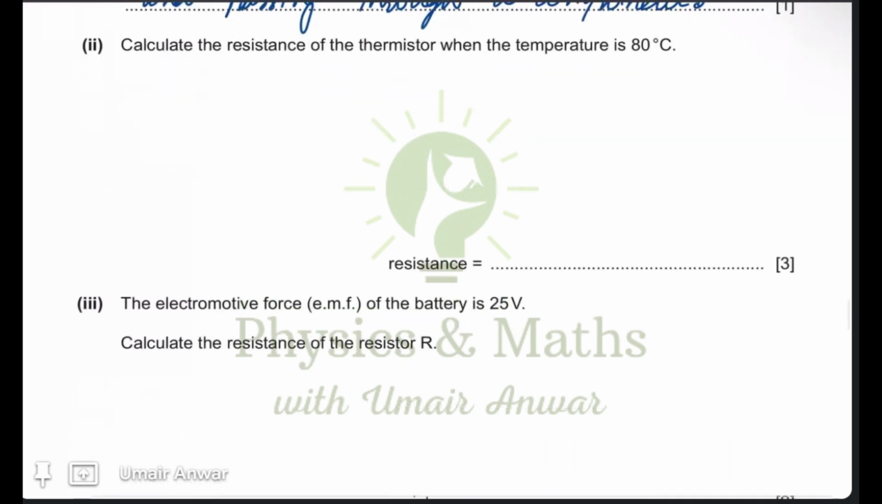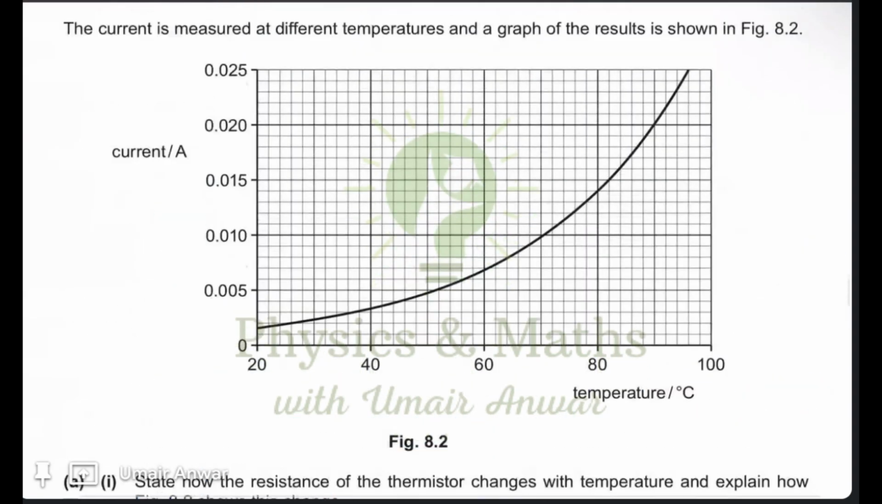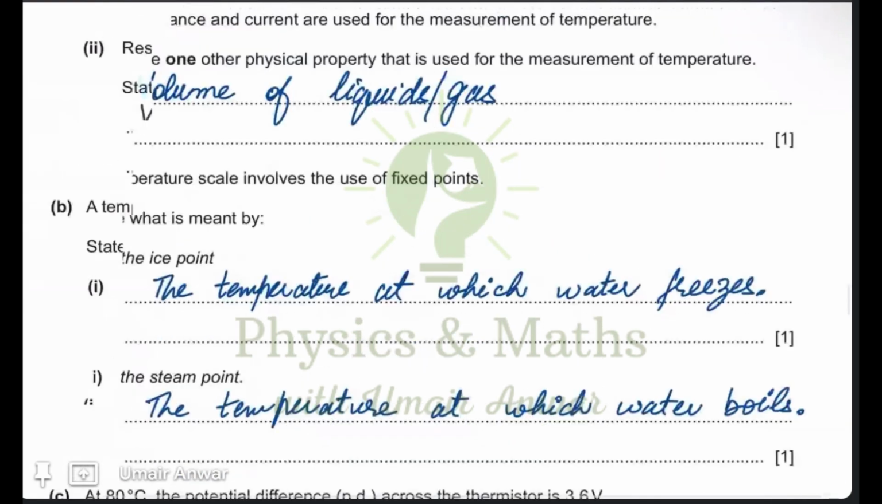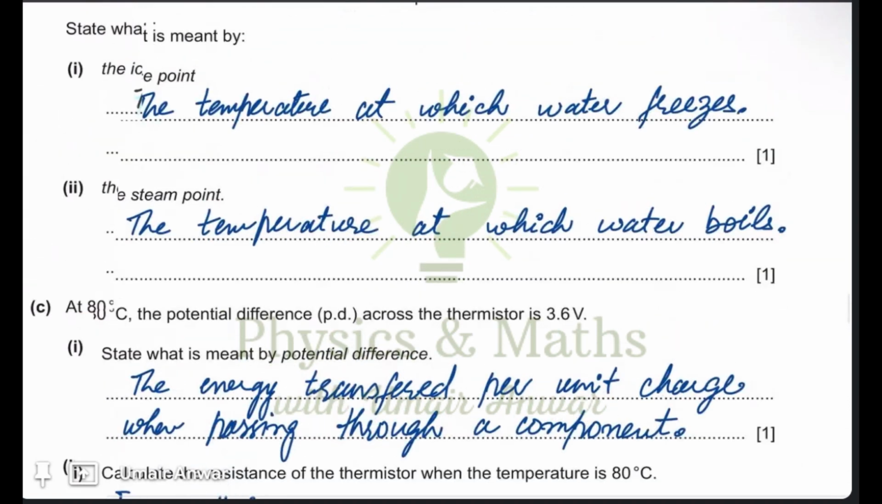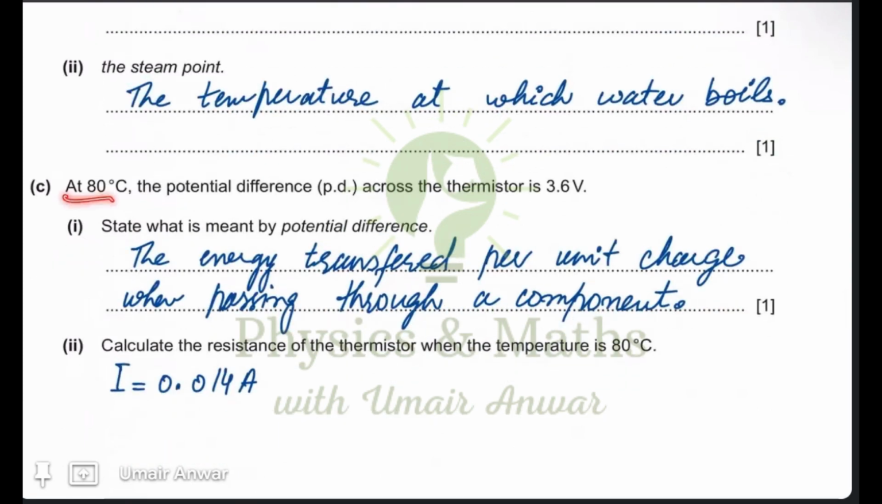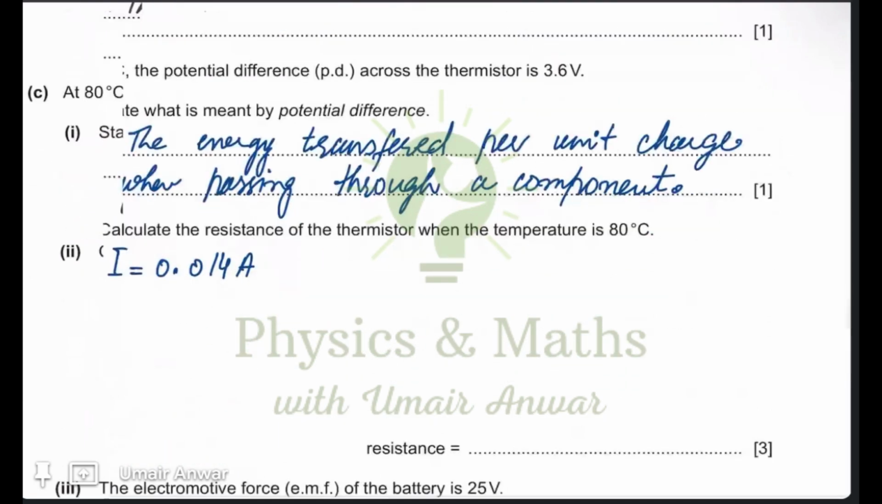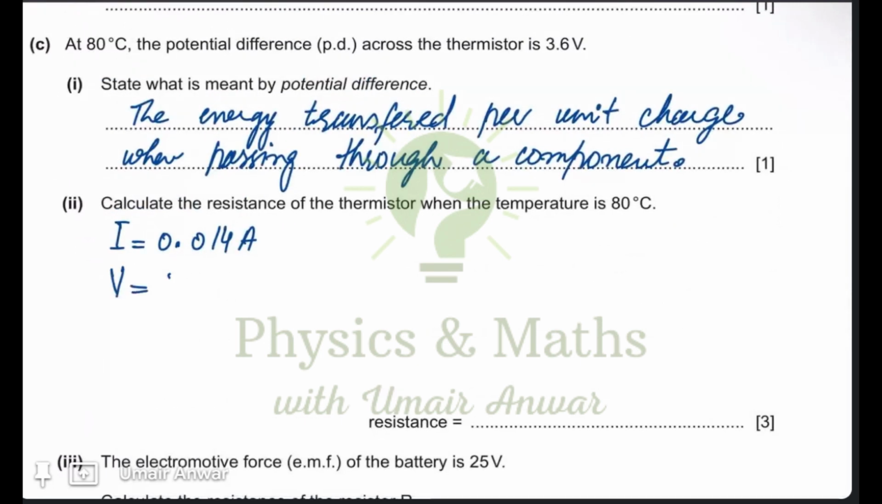The next part says calculate the resistance of the thermistor when the temperature is 80 degrees centigrade. Now, for this, we have to use this graph. And at 80 degrees centigrade, we can see that the current is 0.014 amperes. So the value of current is to be noted from the graph, 0.014 amperes. And secondly, we were given the information that at 80 degrees centigrade, the potential difference across the thermistor was 3.6 volts. So V is 3.6 volts.